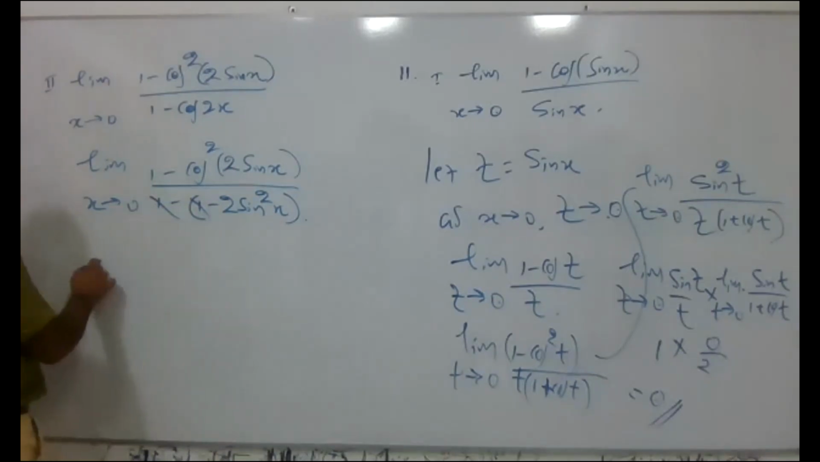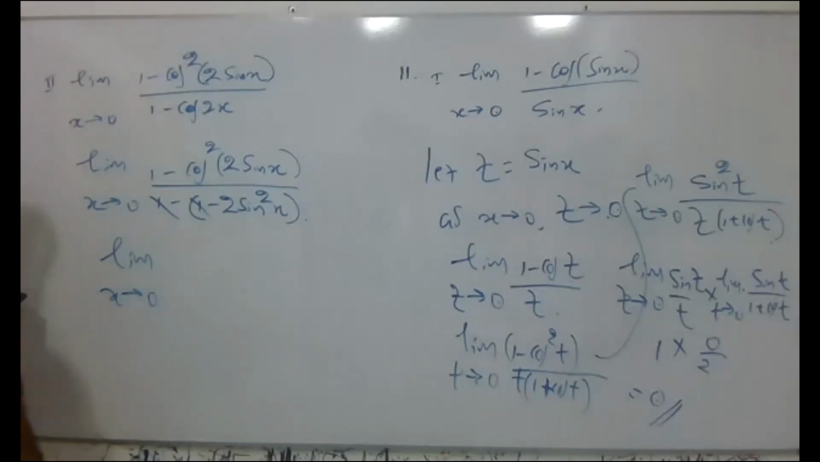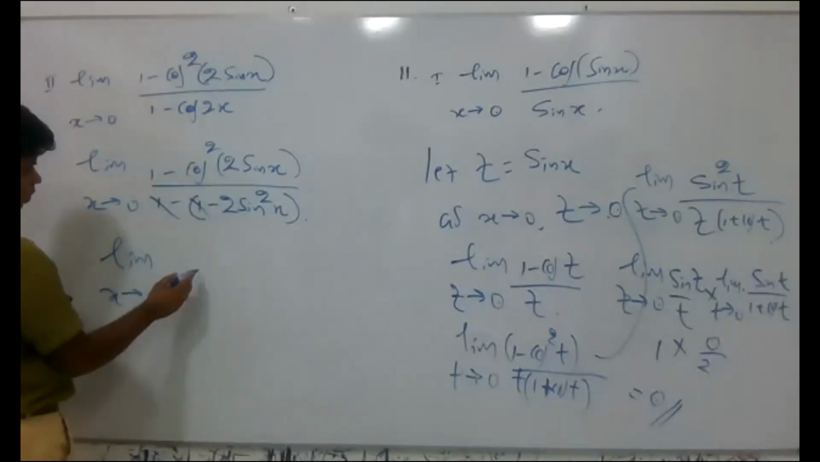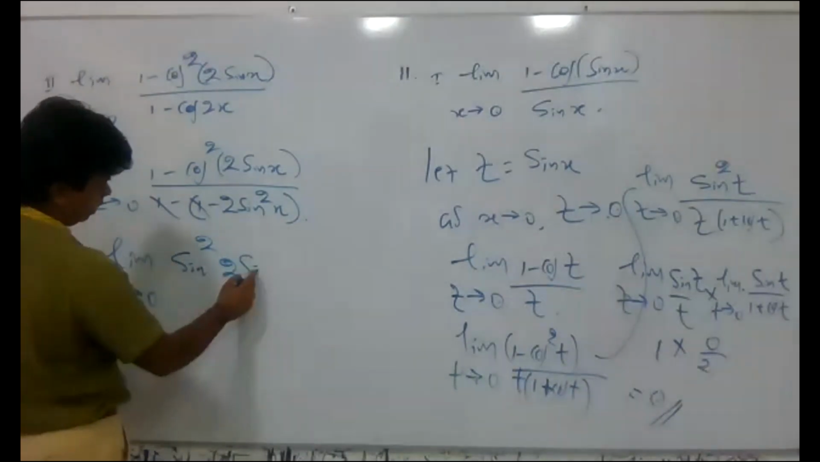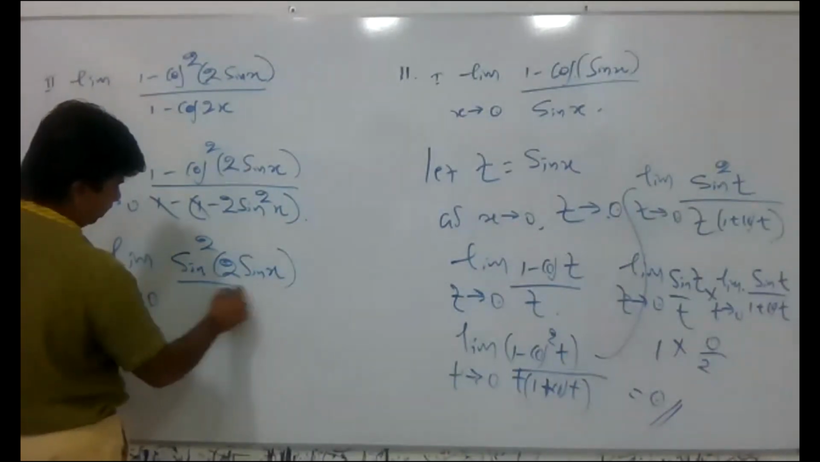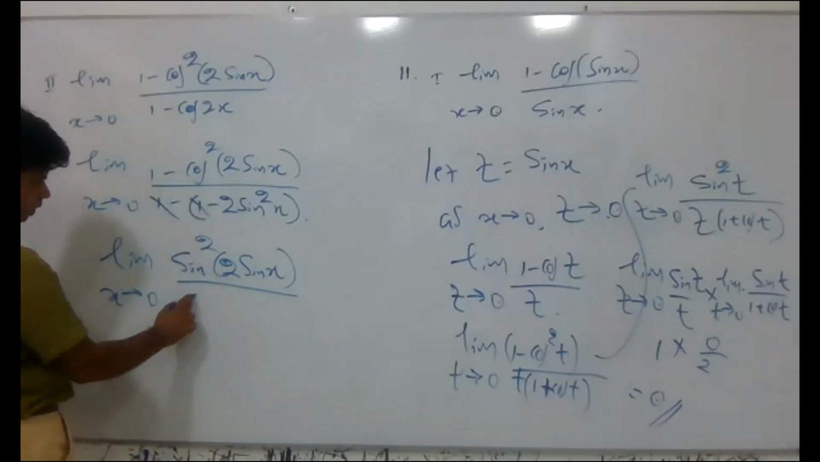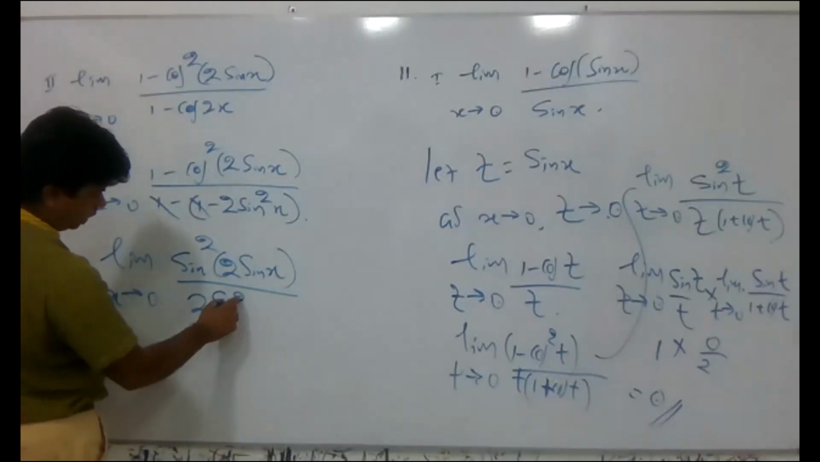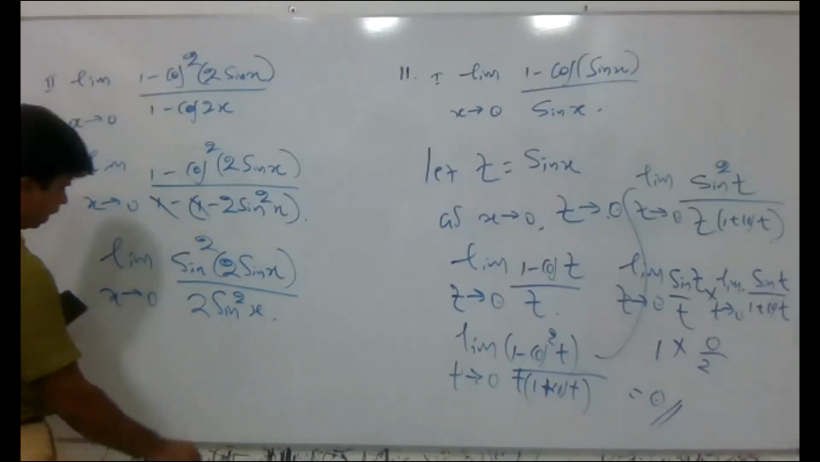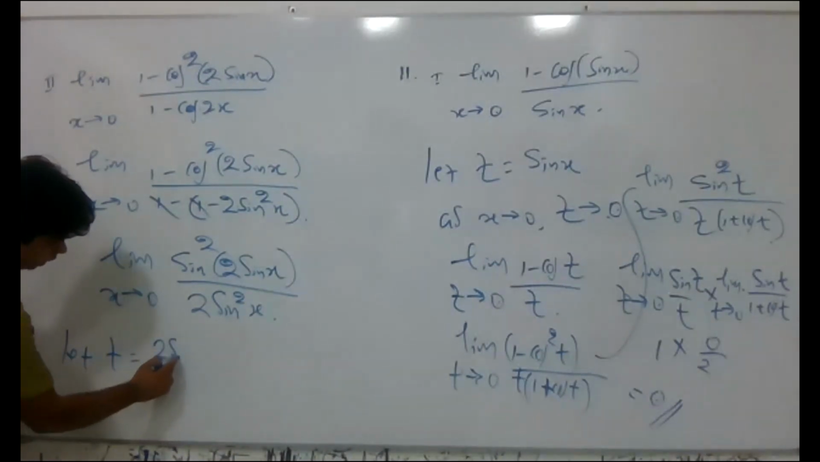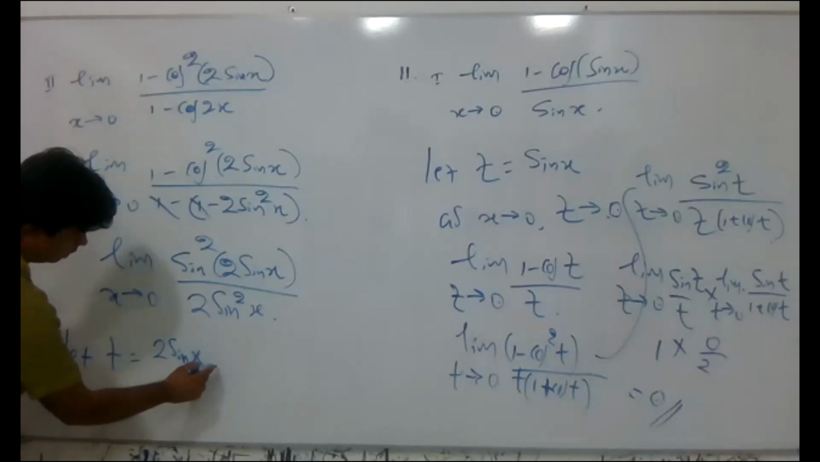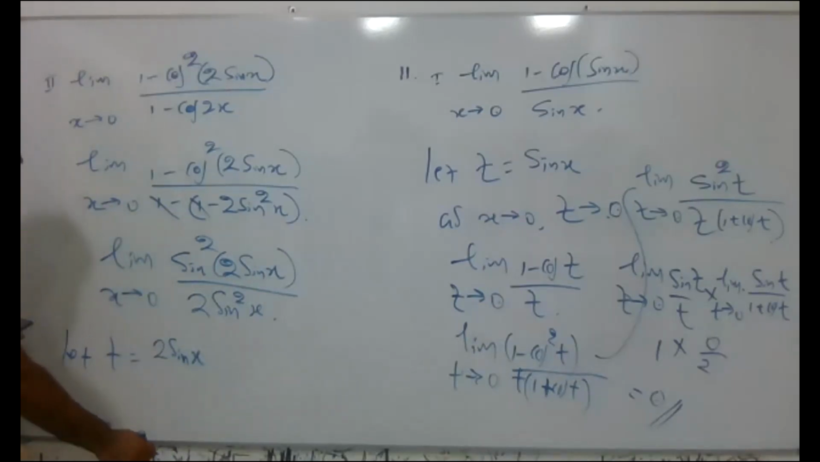Whatever, these cancel. Then limit x goes to 0. You know that 1 minus cos squared means sine squared (2 sin x), divided by 2 sine squared x. Now you had better put a substitution. Let t equal 2 sin x. t equals 2 sin x.